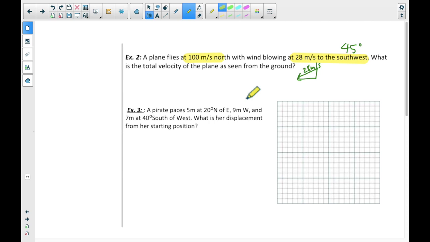Like our reference point is going to be us on the ground, because the people on the plane might not see it that way, and even the captain might not see it that way. But let's stick with what the problem is. So let's draw a vector 100 meters per second north.